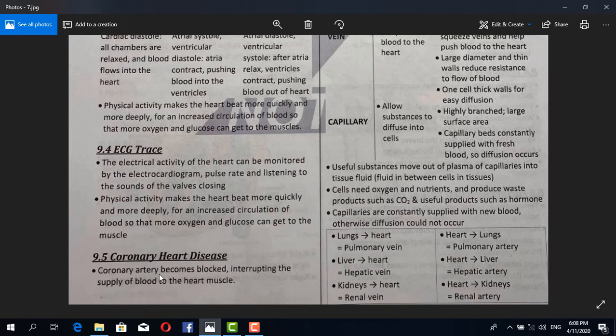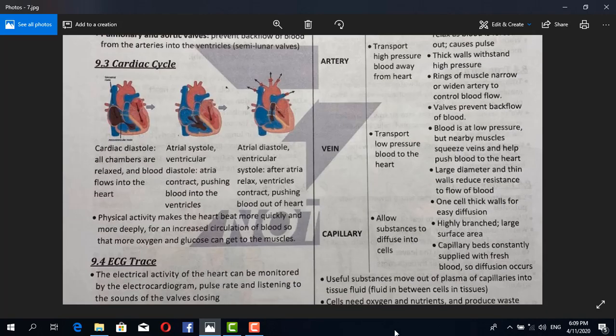The coronary artery becomes blocked, interrupting the supply of blood to the heart muscle, because the heart in general is just a muscle. It needs nutrients. It has to feed on something. So it's actually supplied by blood, which comes from the arteries. Okay then, what happens then? Because when you block the way that that place gets its food from, then it cannot function properly.